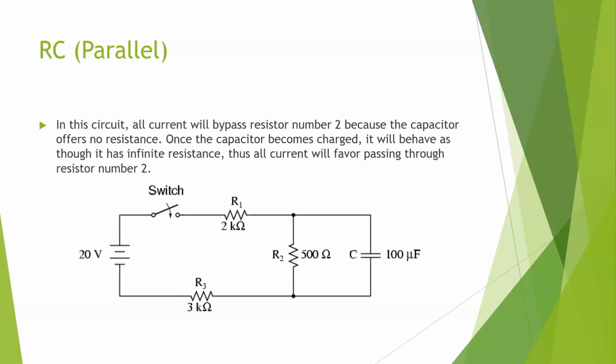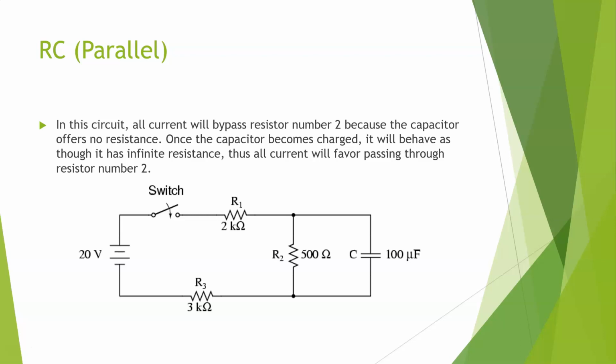In a parallel setup, such as the one shown here, at first, all current is going to ignore R2, the 500 ohm resistor. It's instead going to choose to go through the 100 microfarad capacitor. That's because at first the capacitor doesn't have any resistance. Now, as time goes on, the resistance of the capacitor, as it gains more and more charge, is going to increase and increase and increase.